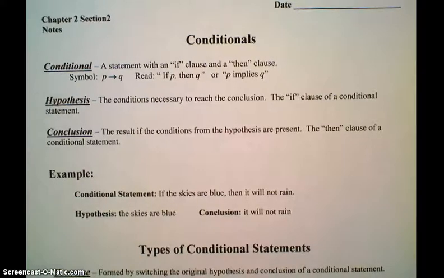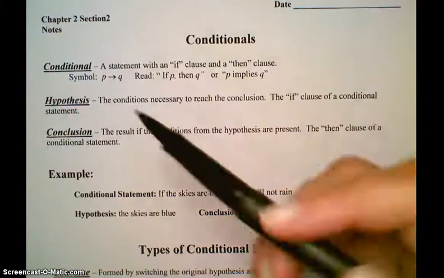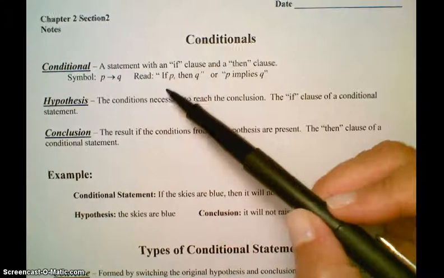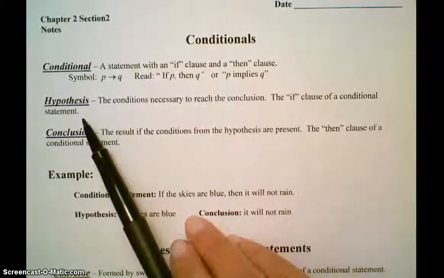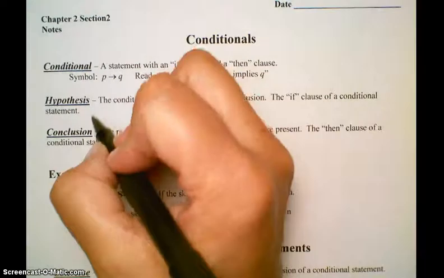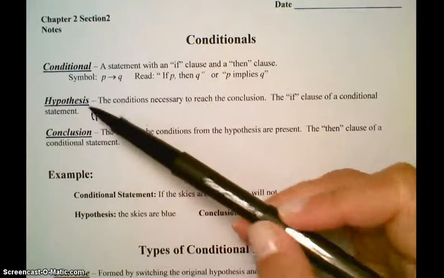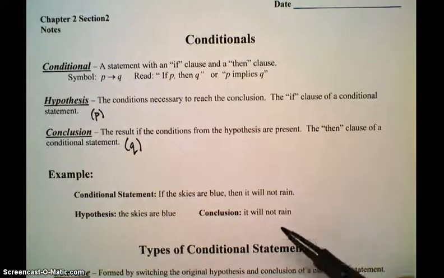Hi, we're looking at Chapter 2, Section 2, Conditionals. You can see at the top of the page we have our definitions. I do want you to pay attention to the symbolism that's used. P implies Q, or we read it, if P, then Q. Also for a hypothesis, we want to use P as the original hypothesis and Q as the original conclusion.